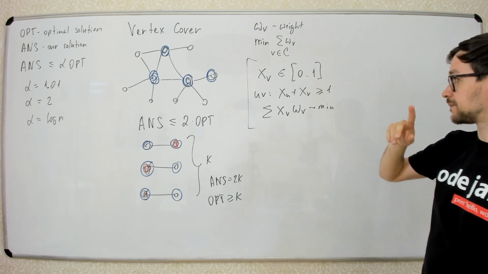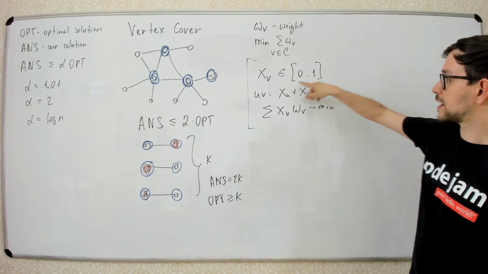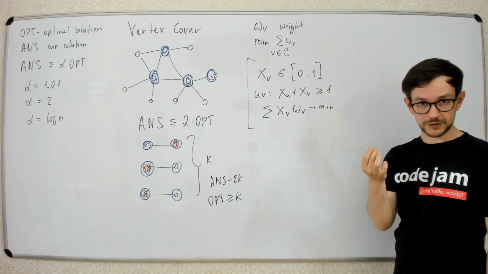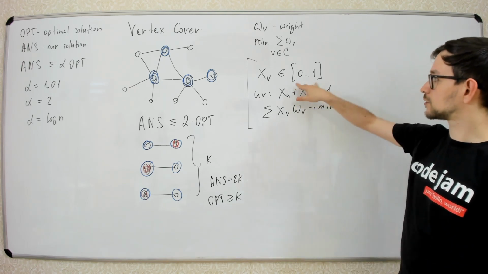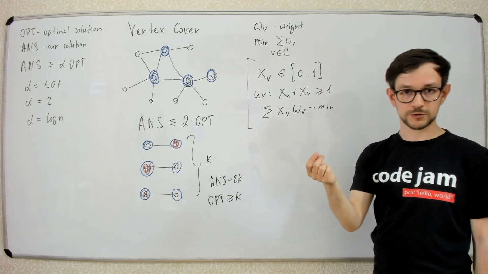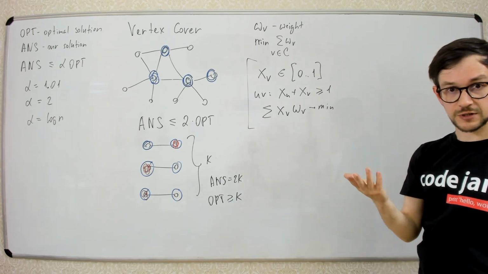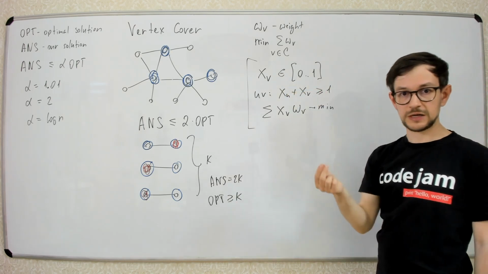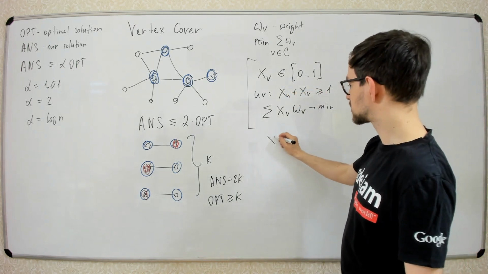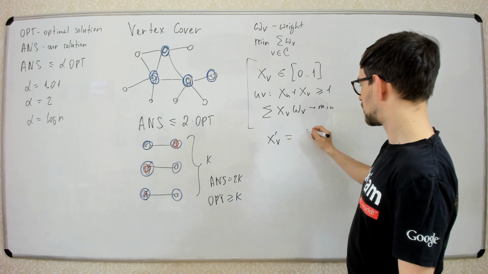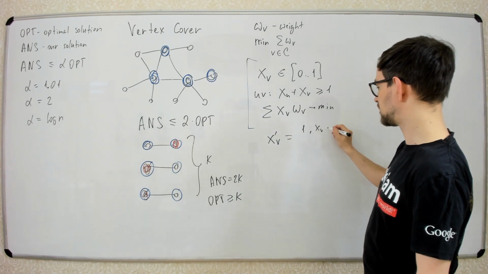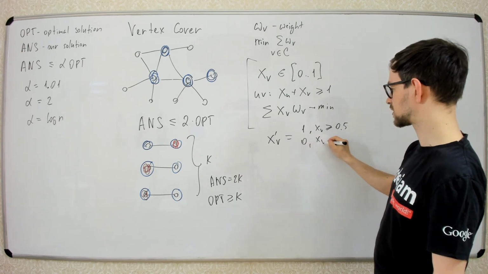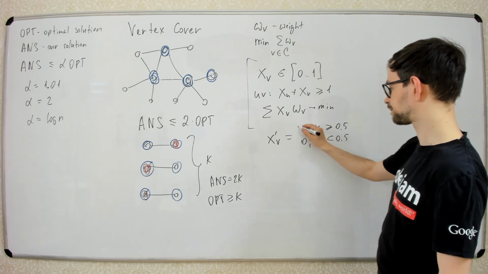Now, what next? You solve this linear program and you have some real numbers here. But you want not real numbers, you want integer numbers. So how can you get from these real numbers to some integer solution? You can round these real numbers. So let's say that x prime v is equal to 1 if xv is at least 0.5, and it is 0 if xv is less than 0.5.